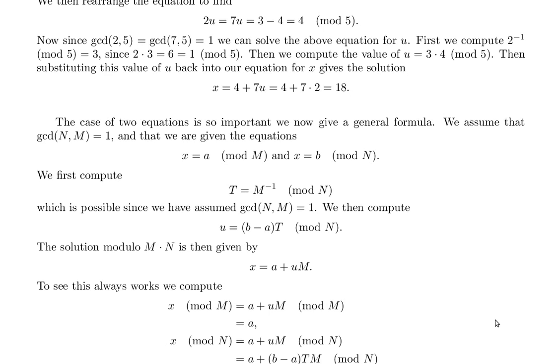The case of two equations is so important, we now give a general formula. We assume that the greatest common divisor of n and m equals 1, and that we are given the equations x equals a mod m and x equals b mod n. We first compute t equals m to the negative 1 mod n, which is possible since we have assumed the greatest common divisor of n and m equals 1. We then compute u equals (b minus a) times t mod n. The solution modulo m times n is then given by x equals a plus um.